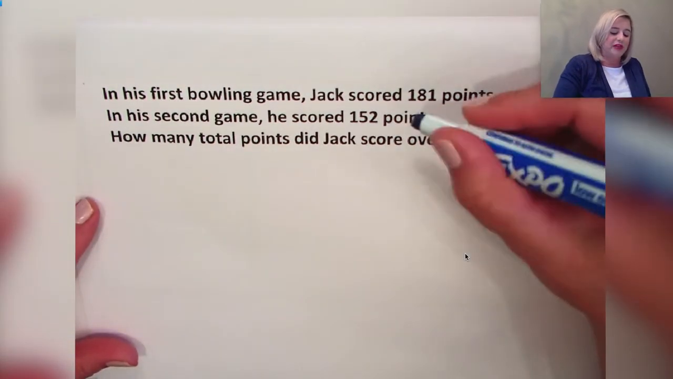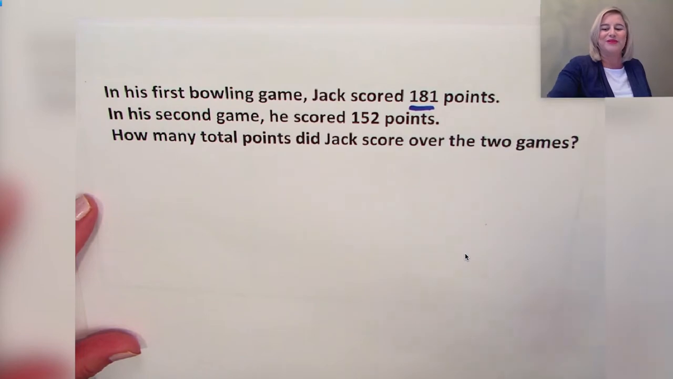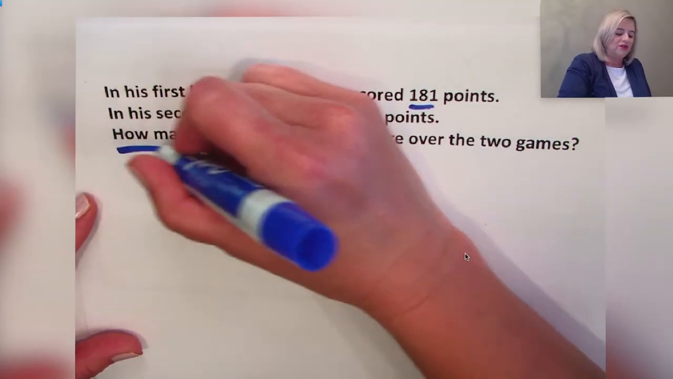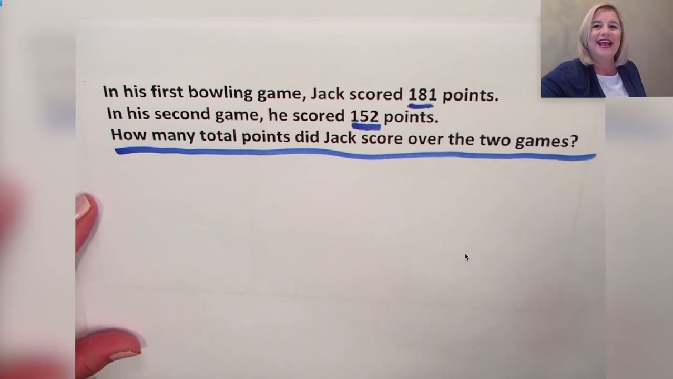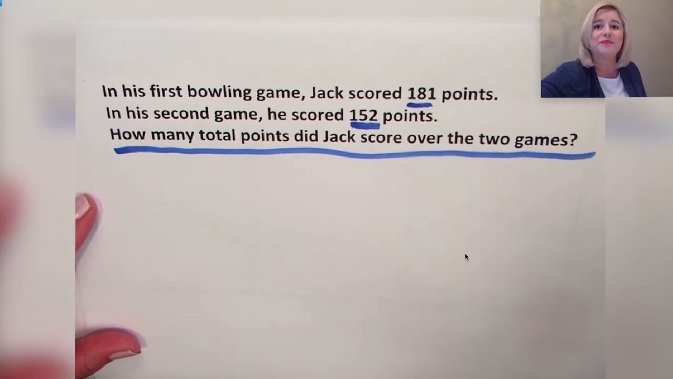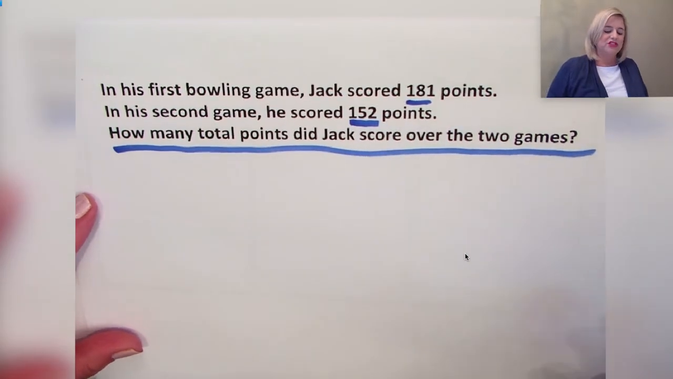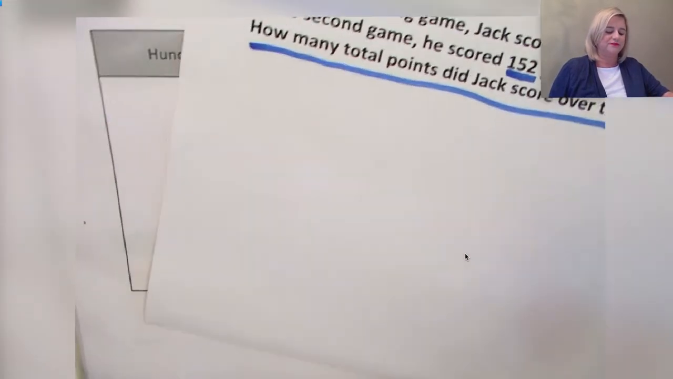So, in his first bowling game, Jack scored 181 points. In his second game, he scored 152 points. And the problem wants us to solve how many total points Jack scored over the 2 games. And this tells us that we will be adding. Now, to start off, let's start by modeling both numbers on one of your place value mats. You can do a quick sketch and show me these numbers while I'm building the numbers on mine as well. So remember, you need to look at the text to see the key information.